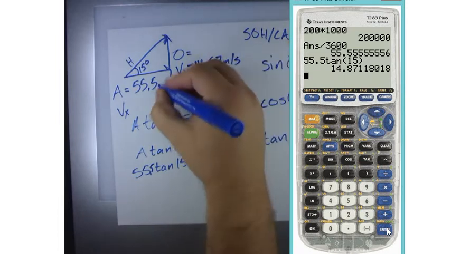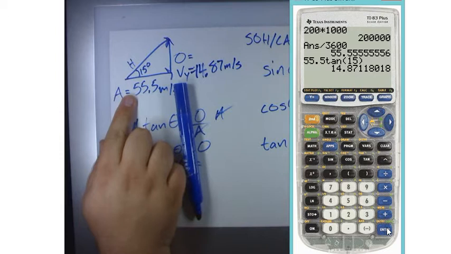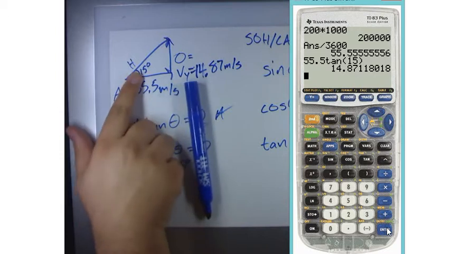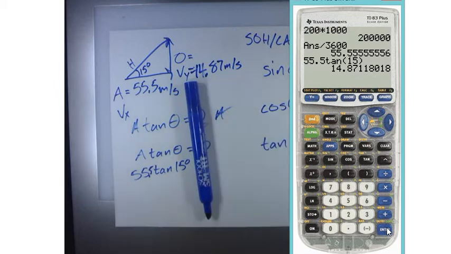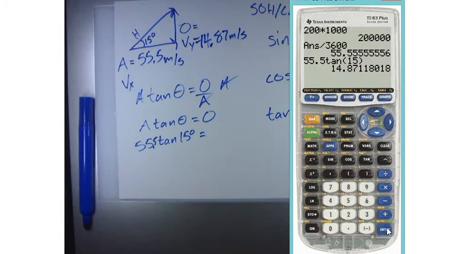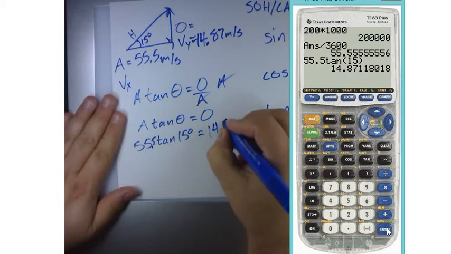So what we found is that if the plane has an x component of this, and it's at an elevation of 15 degrees, then the y component is this. Now, my question is, how do I find the overall velocity or the hypotenuse of the triangle? Raise your hand. How do I find it? So this is 14.87.